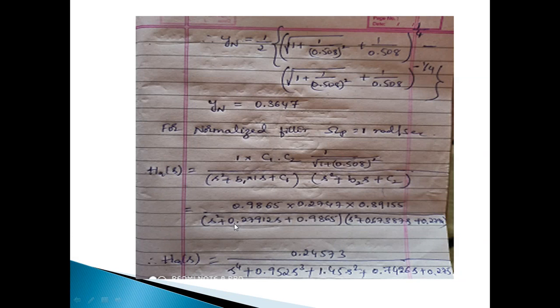Epsilon can be calculated using the square root of 10 power 0.1 Ap in dB minus 1. If I substitute the value of Ap here, we get 0.508 as the epsilon value. Substitute the epsilon value in this expression, and we'll get yn as 0.3647. Once we get yn, substitute it in bk, where k varies from 1 to 2.